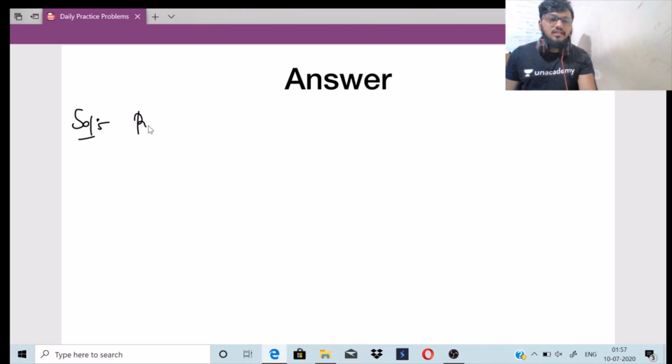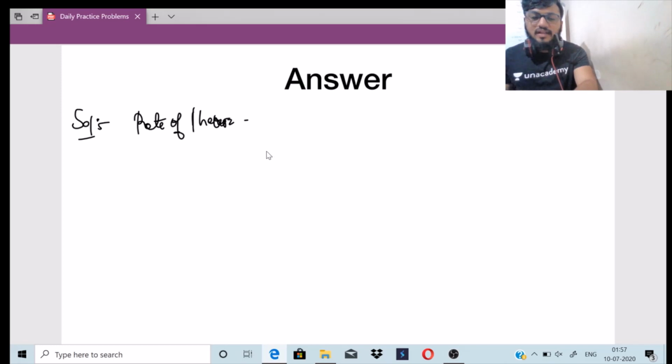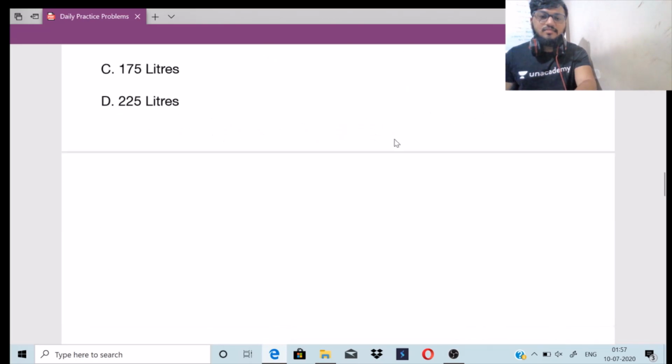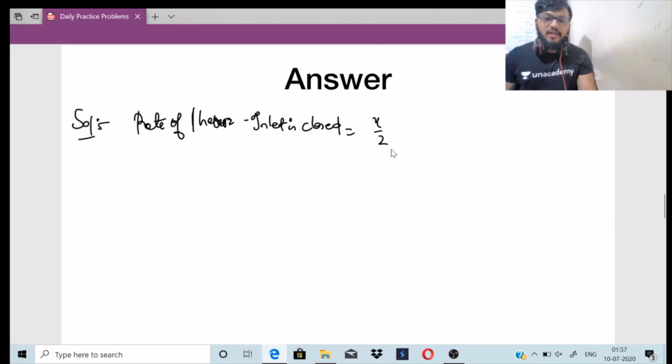So the rate of the cistern per hour, sorry, I wrote it as her. Per hour, right? So when the inlet pipe is closed, that is when water is not admitted, it is x by 2, right? It is x by 2, the same rate of pipe per hour when inlet is closed.